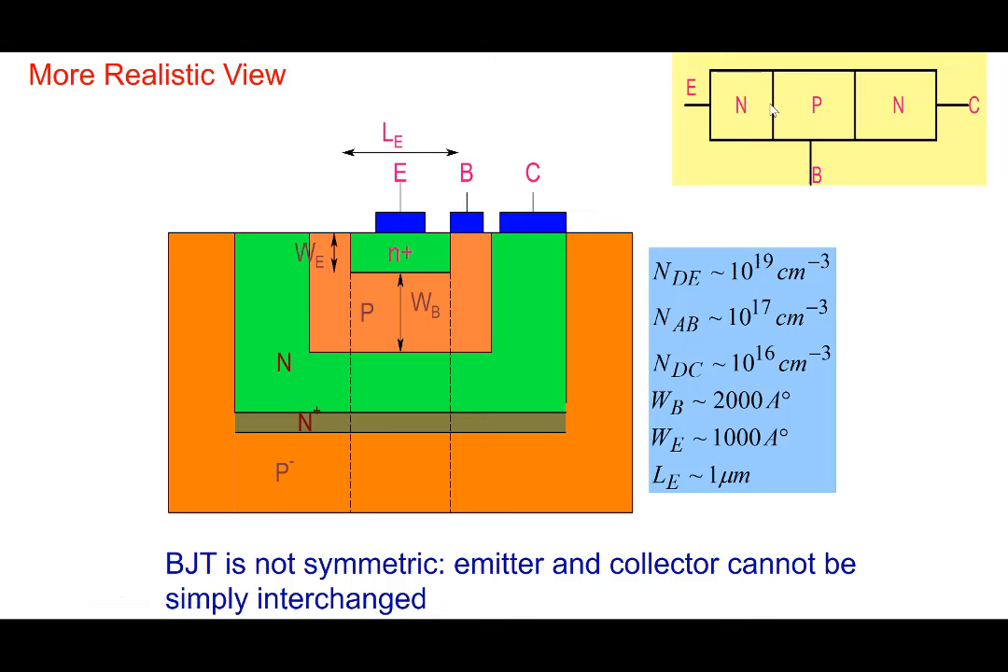You cannot just simply interchange emitter and collector and expect the transistor to remain the same. The emitter has a well-defined region here with very heavy doping, and the collector has very light doping here, and that has consequences for current gain and other properties. Breakdown voltages, all those other things depend on doping.